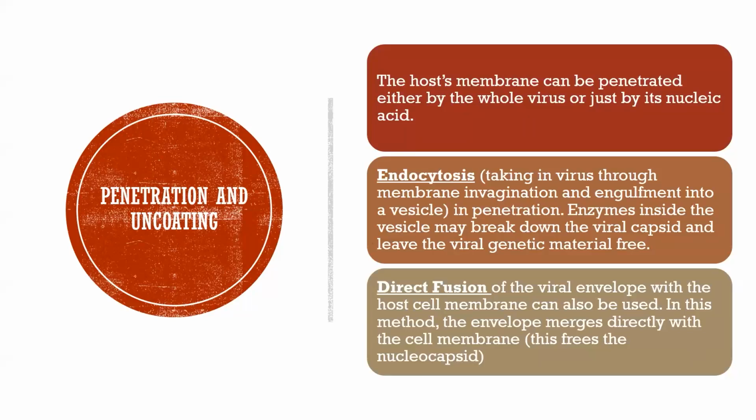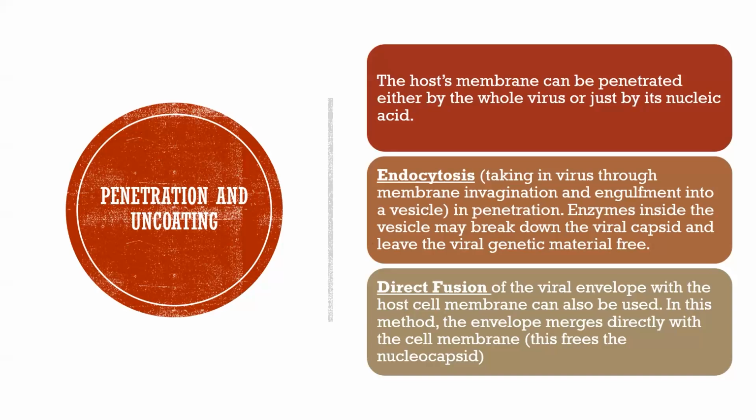Endocytosis, or the taking in of the virus through invagination or engulfment, is often done in this step. So that's when it's going to be kind of sucking in the virus. Once it's brought into the host cell, enzymes inside of it may help break down the viral capsid, that outside coating, to reveal the genetic material that's going to be used to make more copies of the virus. Can also have direct fusion.